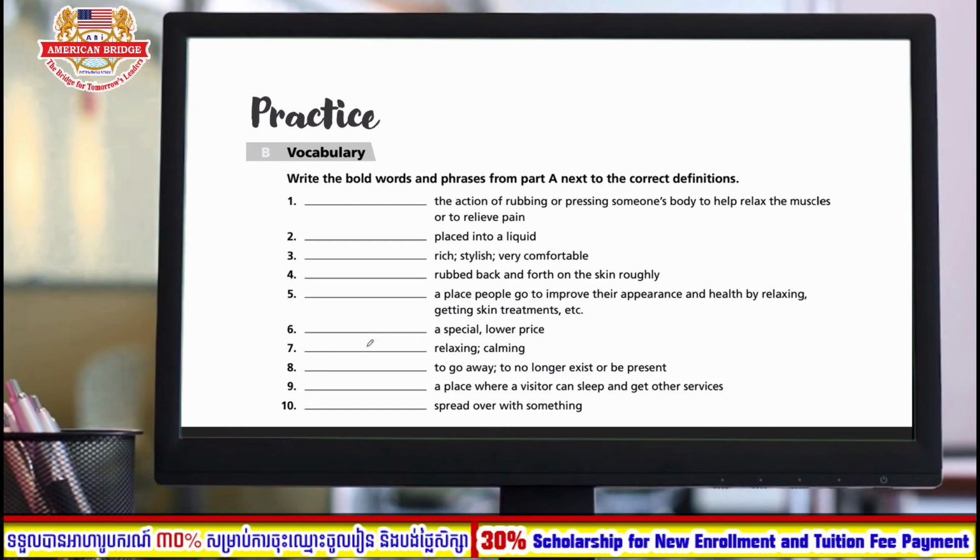Number two, place into a liquid. That means you do something and put it into a liquid. So it can be an adjective, right? Number three, rich, stylish, very comfortable. It refers to something, so it is an adjective. So try to figure out the definitions first. If you cannot, try to guess the part of speech. It can help you a lot in guessing or choosing the correct choice.